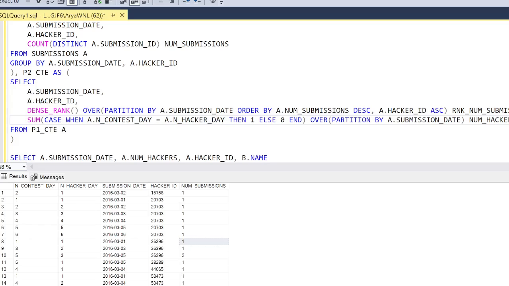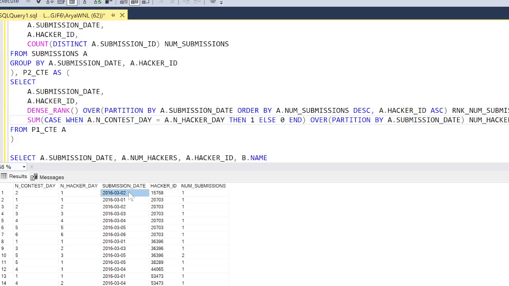Then what we are doing here is CASE WHEN a.contest_day equals a.hacker_day. If these are the same, then 1, else 0, and END. So let's see for this contest day, if the contest day and hacker day are the same. Take this 2nd of March where hacker ID is 15758. Now hacker day is 1 but contest day is 2, so these are not equal. So this hacker ID I will not include, because this hacker made submissions on 2nd of March only. He did not make a submission on 1st of March, so I don't need them.